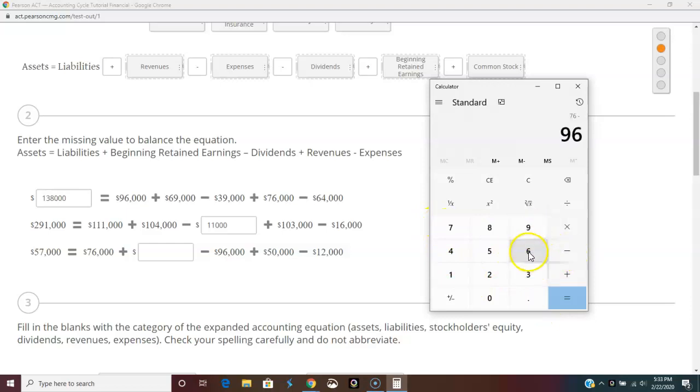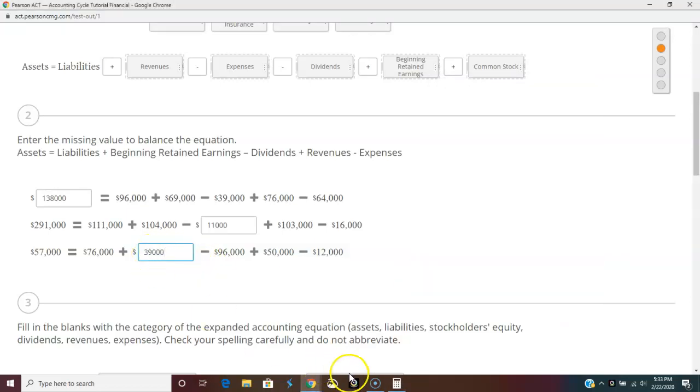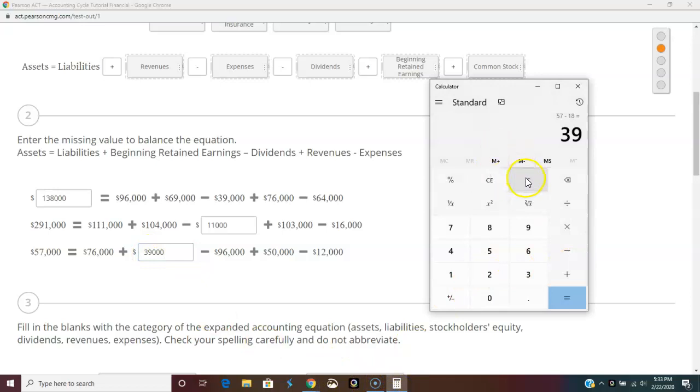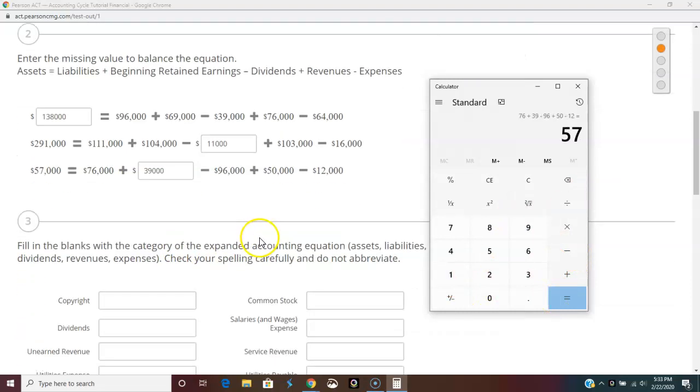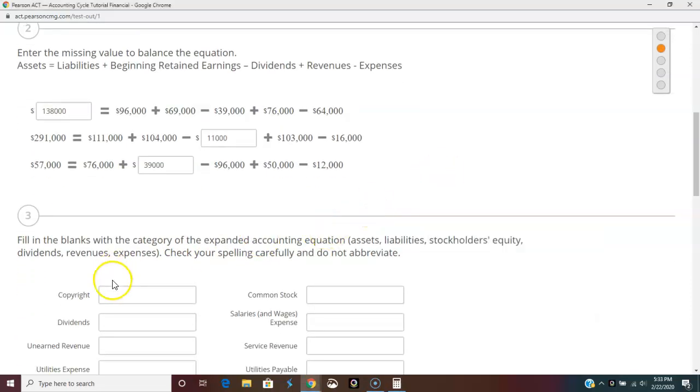76 minus 96 plus 50 minus 12 equals 18. 7 minus 18 equals 39. Okay, we'll check it. Clear. 76 plus 39 minus 96 plus 50 minus 12. This one's right, I'm giving up. It's 57. Okay. Fill in the blanks with the category of the expanded accounting equation.